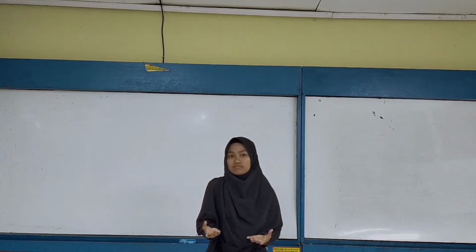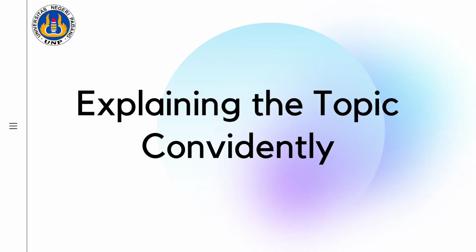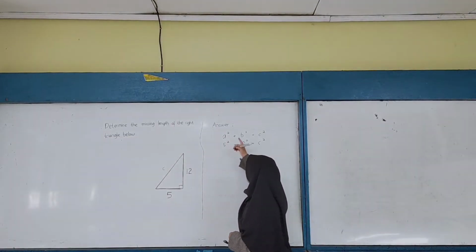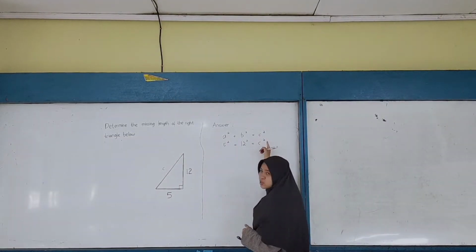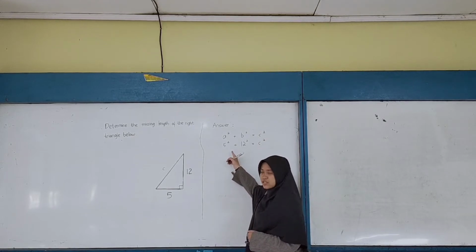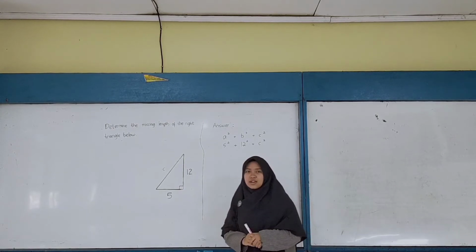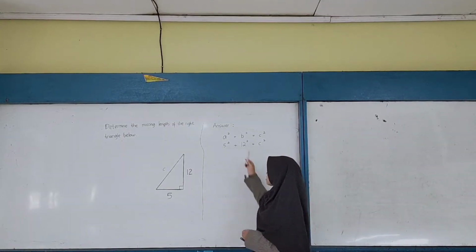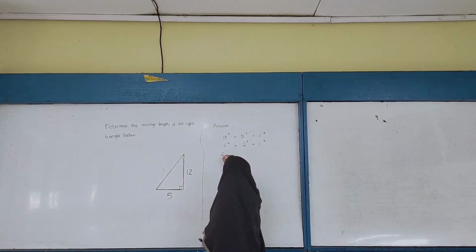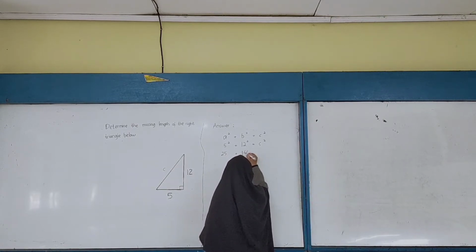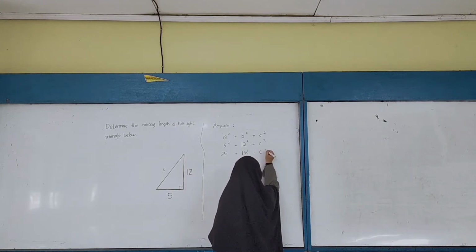In triangle, what the characteristic of the triangle? Okay, instead of A squared plus B squared is equal to C squared, we have 5 squared plus 12 squared is equal to C squared. Now, we know that 5 squared is equal to 25 plus 12 squared is equal to 144 and the rest is equal to C squared.